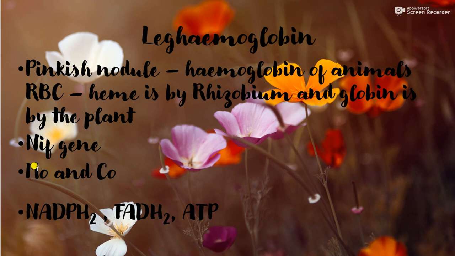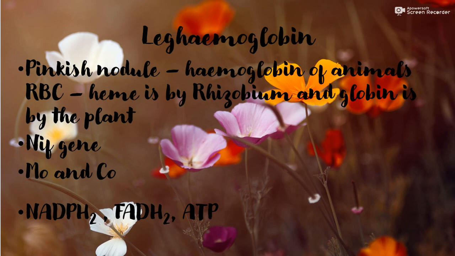So here you have to learn about leg hemoglobin. It is a very commonly asked question in this part. You need to know what leg hemoglobin is, how this complex makes the nitrogen fixing process complete and successful, what elements are required, and what gene is responsible for that. And these are the energy components providing energy in this entire process: NADPH2, FADH2 and ATP are supplied by various processes and enzymes to make this process successful.